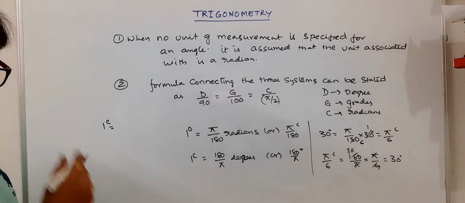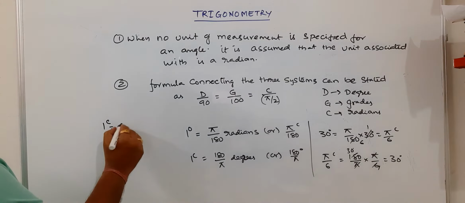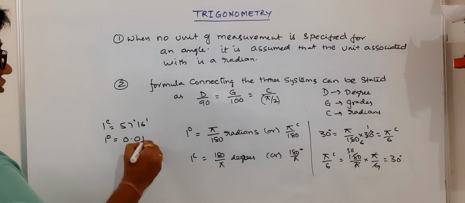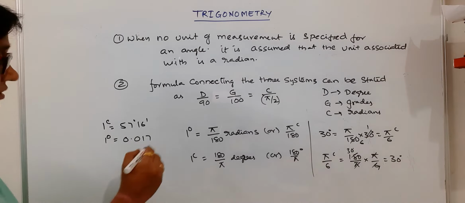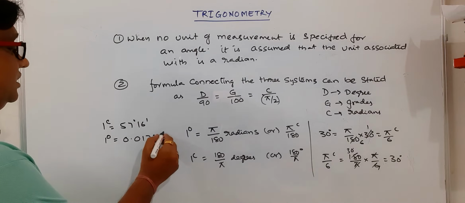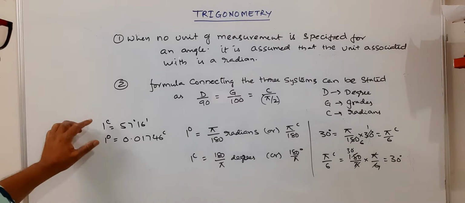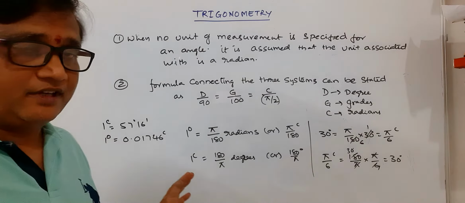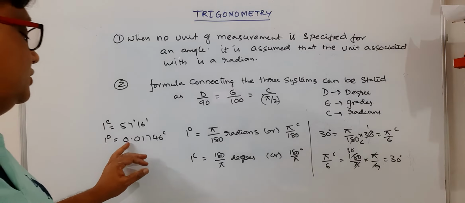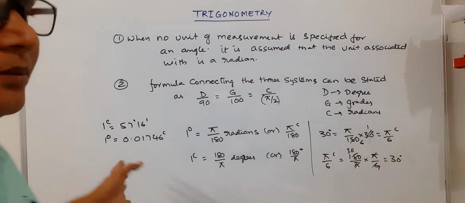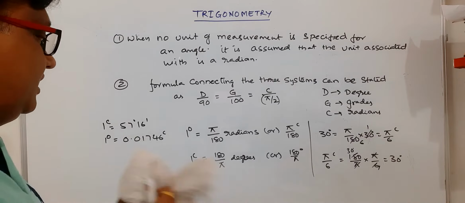So 1 radian equal to, before that I wrote, 57 degrees 16 minutes. 1 radian, sorry, 1 degree equal to 0.01746 radians. Once again, 1 radian equal to 57 degrees 16 minutes. So these are approximate values, sir. So 1 degree equal to 0.01746 radians. Normally some bits will be asked on this. That's why I am explaining, sir.